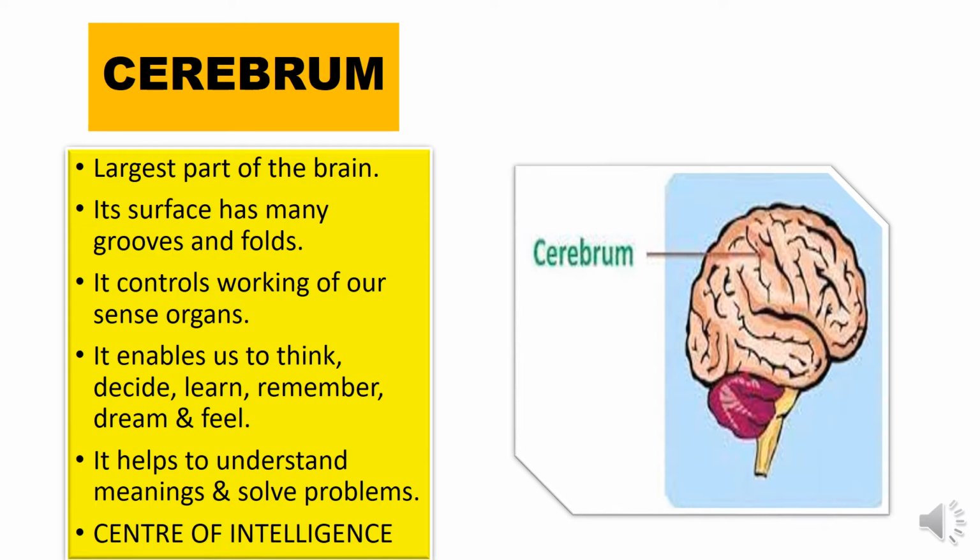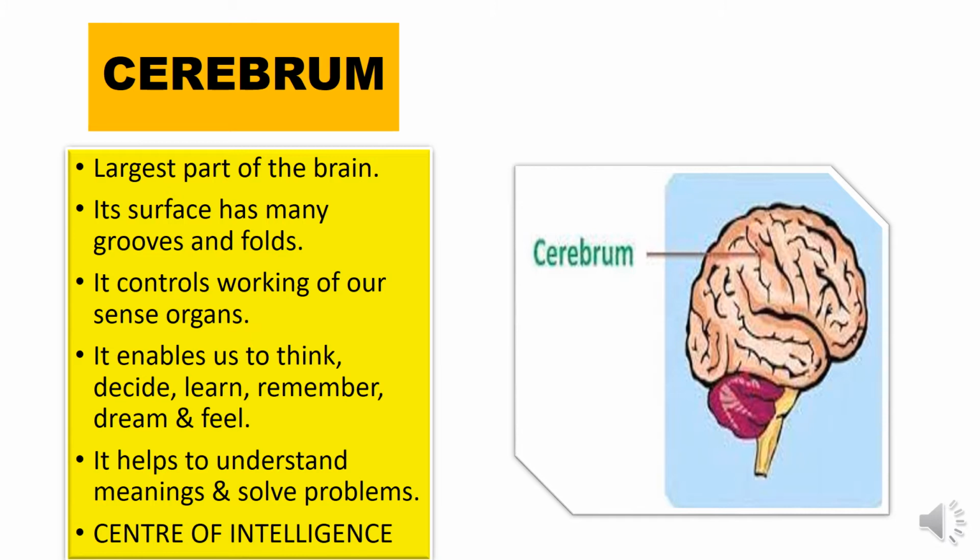So basically all the major chunk of learning is stored in the cerebrum. It also helps us to understand the meanings and solve problems. Like whatever I am saying, you are able to understand, right? Why? Because of the cerebrum. It is called the center of intelligence. What is it called? Center of intelligence. So the largest part of the brain is called cerebrum, which enables us to think, decide, learn, remember, dream and feel.